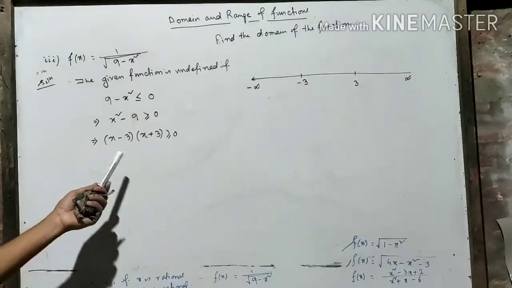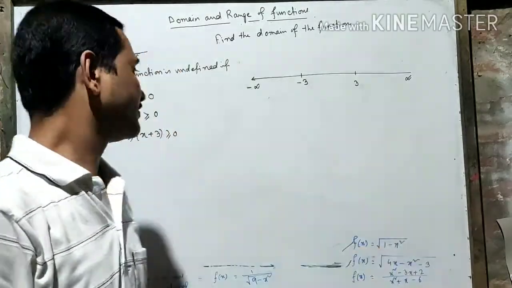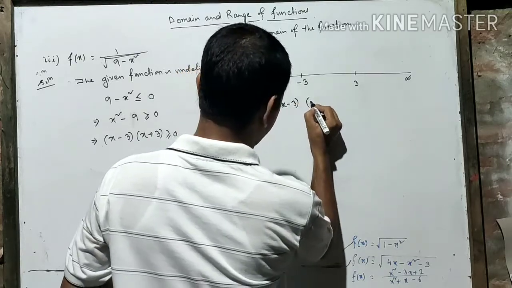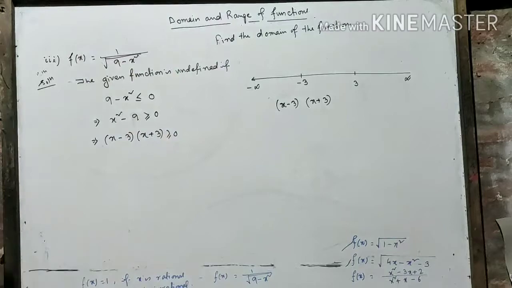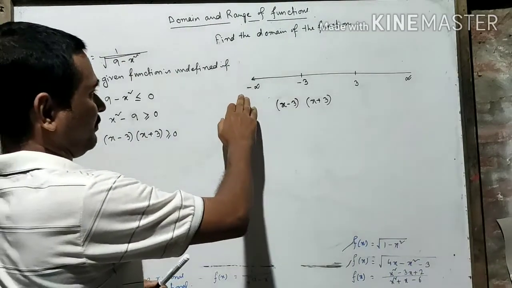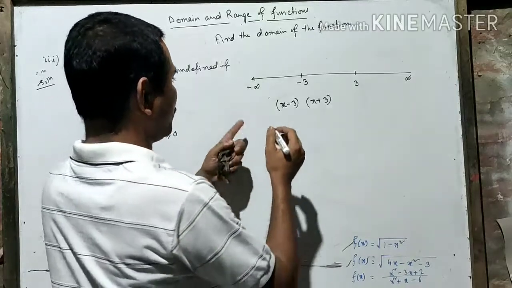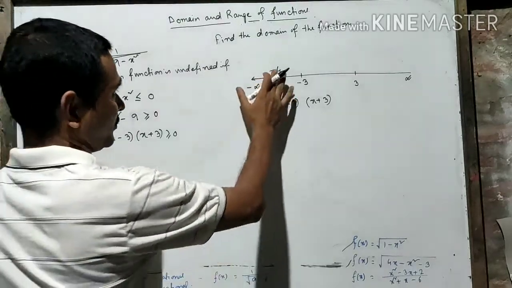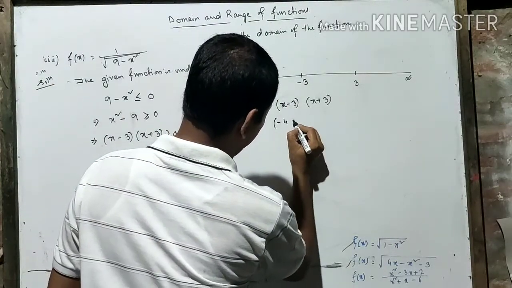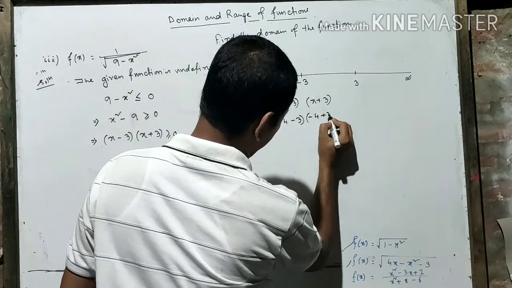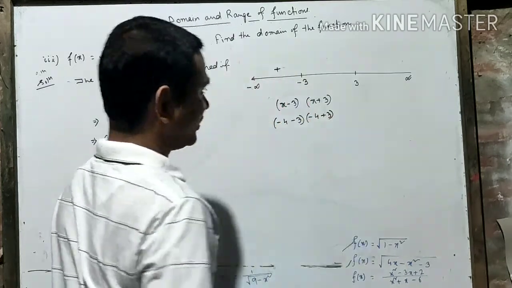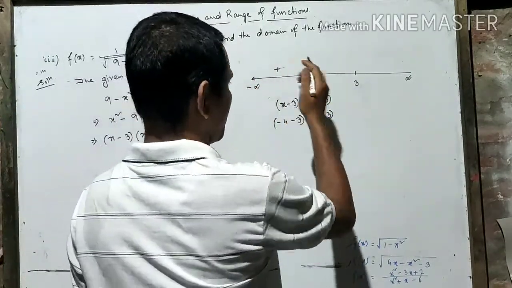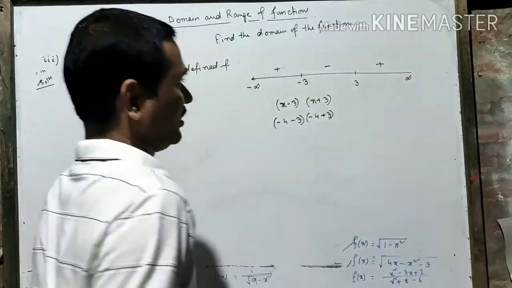We are to check the sign in these 3 intervals. What is the expression? x minus 3 into x plus 3. So in the first interval, minus infinity to minus 3, you take any value in between, say minus 4. You put minus 4 for x: minus 4 minus 3 into minus 4 plus 3 means positive. Multiply, this is a positive quantity, so throughout the interval this expression will be positive. If it is positive here, then it is negative here and positive here. You may check it.